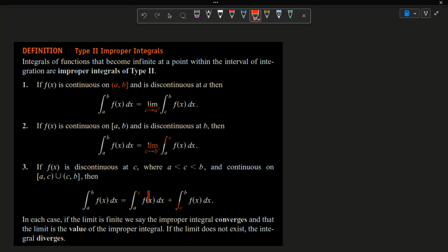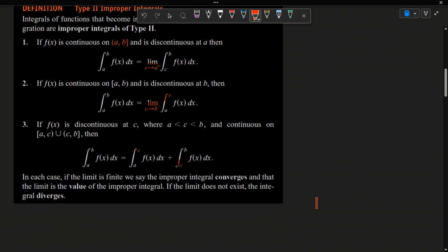And if both limits, in this case, are finite, then the left-hand side integral, or this improper integral, has that value, and it is convergent. If one of the limits in the right-hand side does not exist, the improper integral is called divergent.